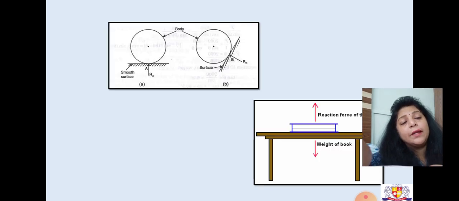So this is the diagram which was depicting the reaction. The weight of the block will try to move the block in the downward direction, but resistance is offered by the surface of the table in the direction opposite to the motion of the block, that is, in the upward direction, and therefore a reaction is produced in the upward direction.